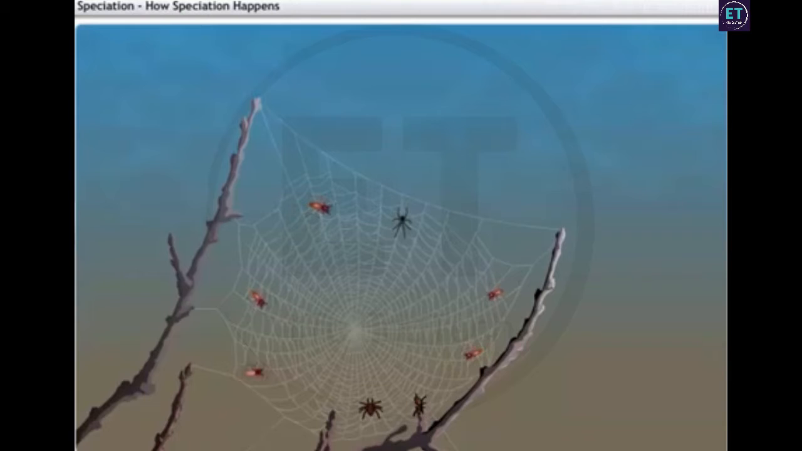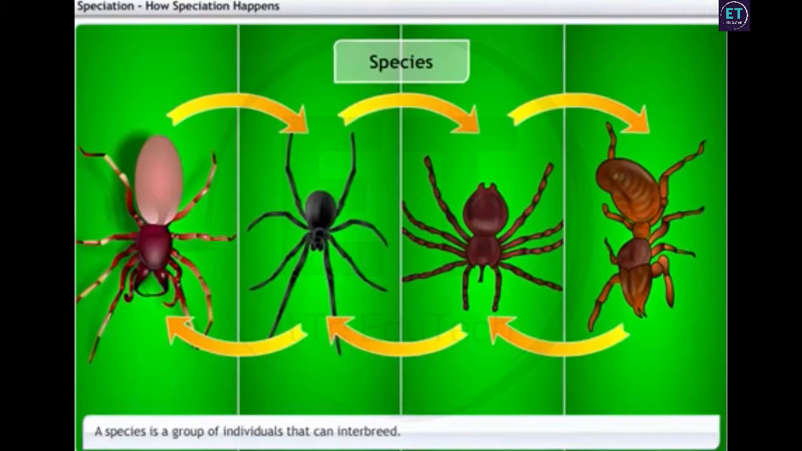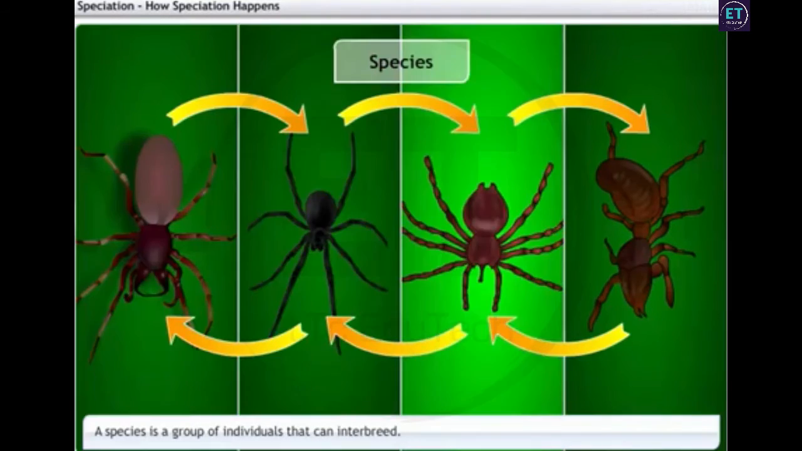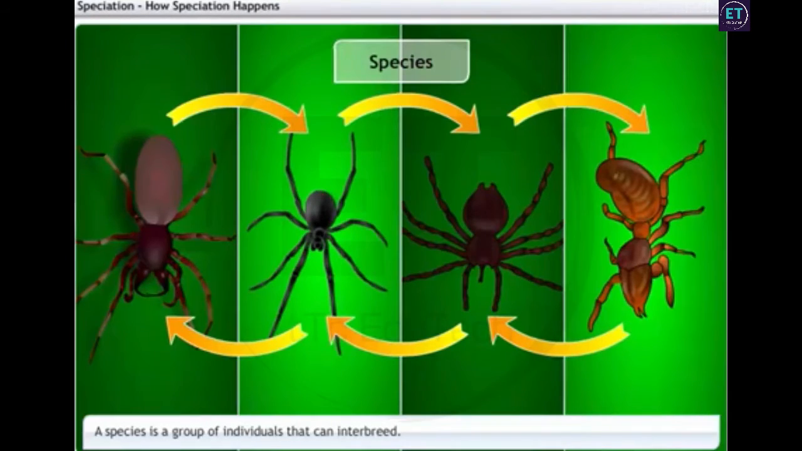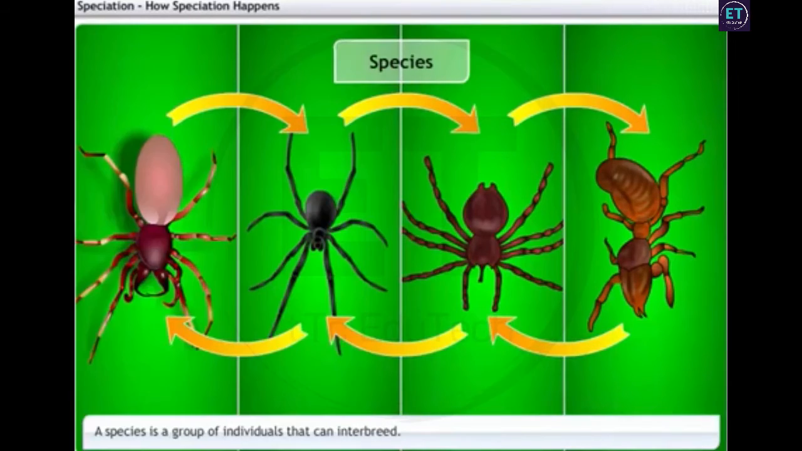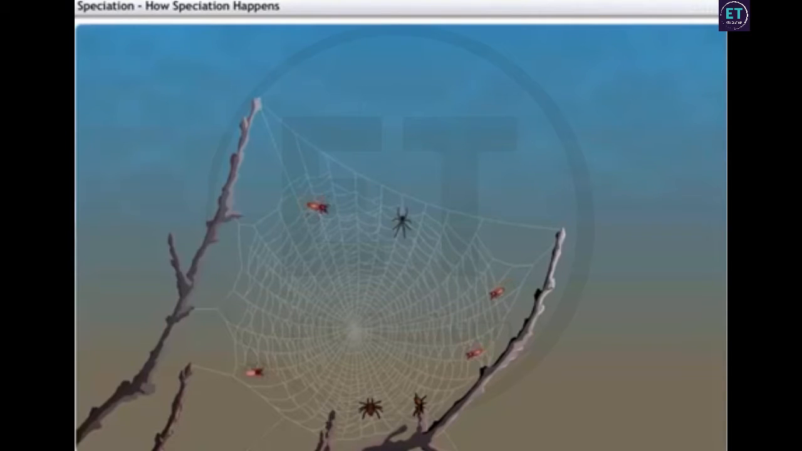Let's see how speciation happens. Before that, let's understand what a species is. Take a look at the spiders. Each spider looks different, but they are all able to interbreed. A species is defined as a group of individuals that can interbreed in nature. Thus, we can say that these spiders belong to the same species.